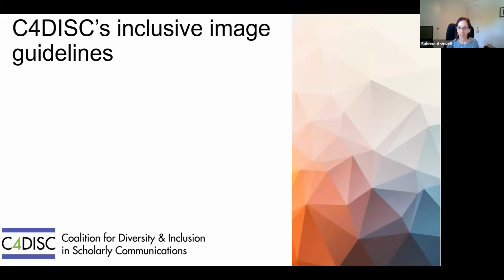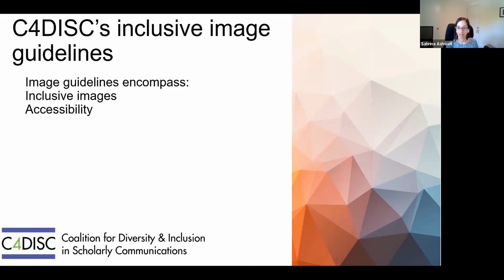Before writing the image guidelines, we had to define the scope. We realized that any discussion of images may also include accessibility concerns. But because accessibility also goes beyond considerations for images, that topic was made its own section. And data visualization is a related but separate topic.